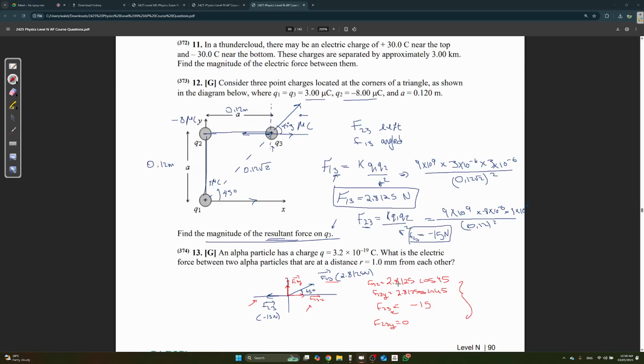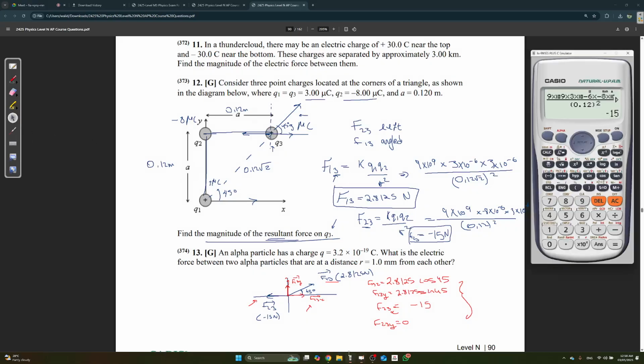Add them up. The x components plus each other: 2.8125 cosine 45, let me put this in degrees, plus the other x component, minus 15. It's negative 13.0. So Fx is going to be negative 13. And Fy will be 2.8125 sine 45, which is approximately 2.